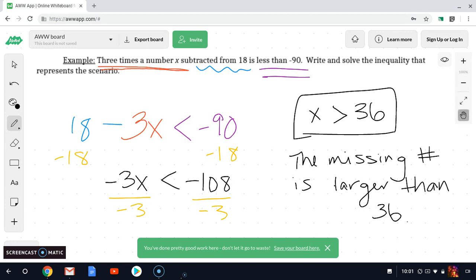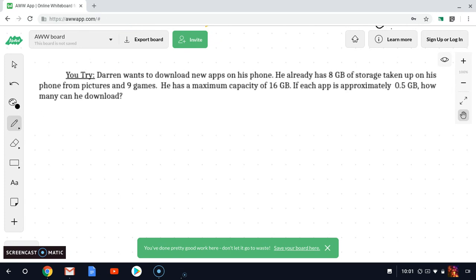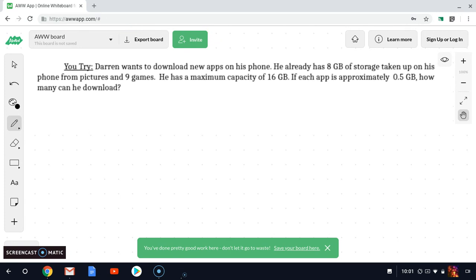Go ahead and try the you try. So it says Darren wants to download new apps on his phone. He already has 8 gigabytes of storage taken up on his phone from pictures and games. He has a maximum capacity of 16 gigabytes. If each app is approximately 0.5 gigabytes, how many can he download? Go ahead and try this one on your own, and then see if your answer matches our answer.